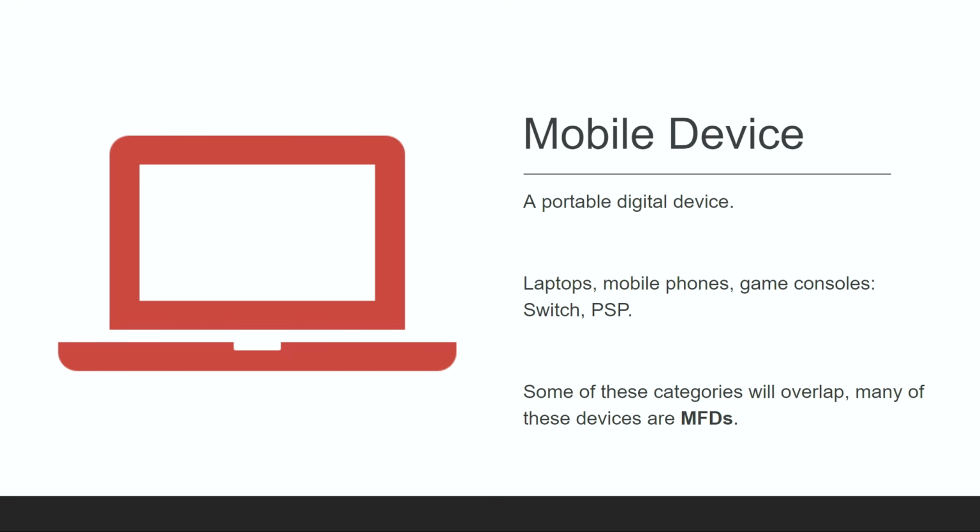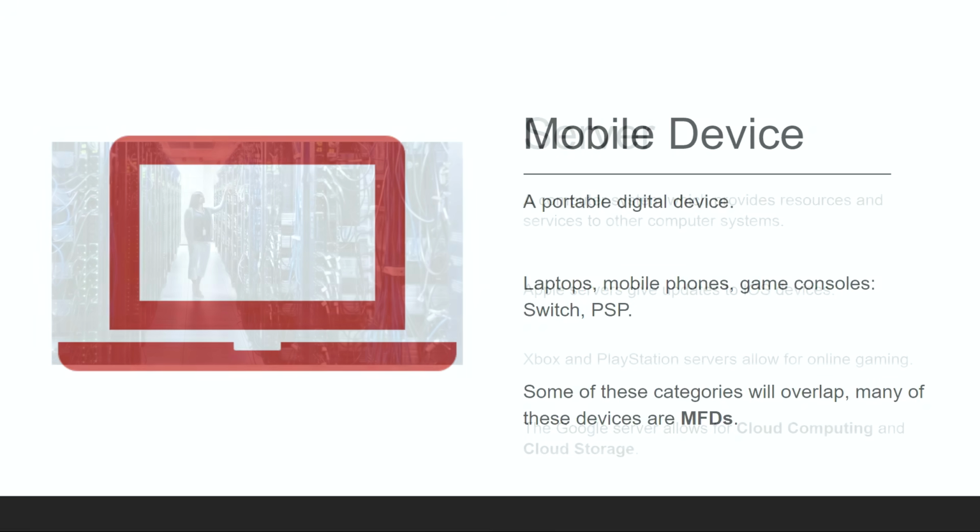Well, we have a mobile device. It's supposed to be a portable, digital device. It's supposed to be lightweight. It's supposed to be multifunctional as well in most cases. So we have laptops, mobile phones, game consoles. So for example, the Switch and the PSP, those are mobile gaming devices. Some of these categories will overlap. As you can see, we have MFDs and multifunctional devices, which are also mobile devices. We have PCs, which are laptops, but they're also mobile devices.